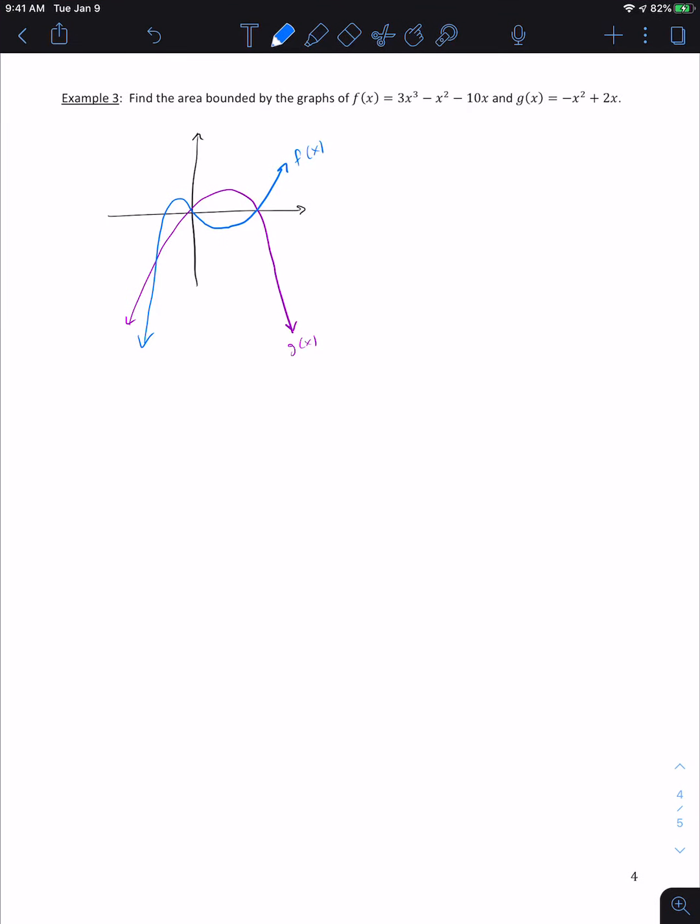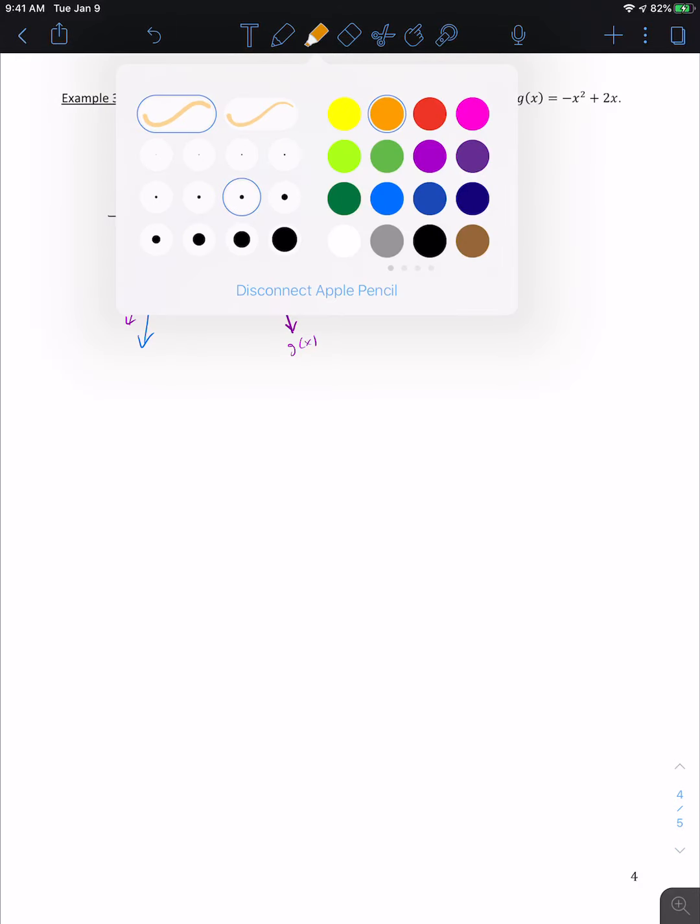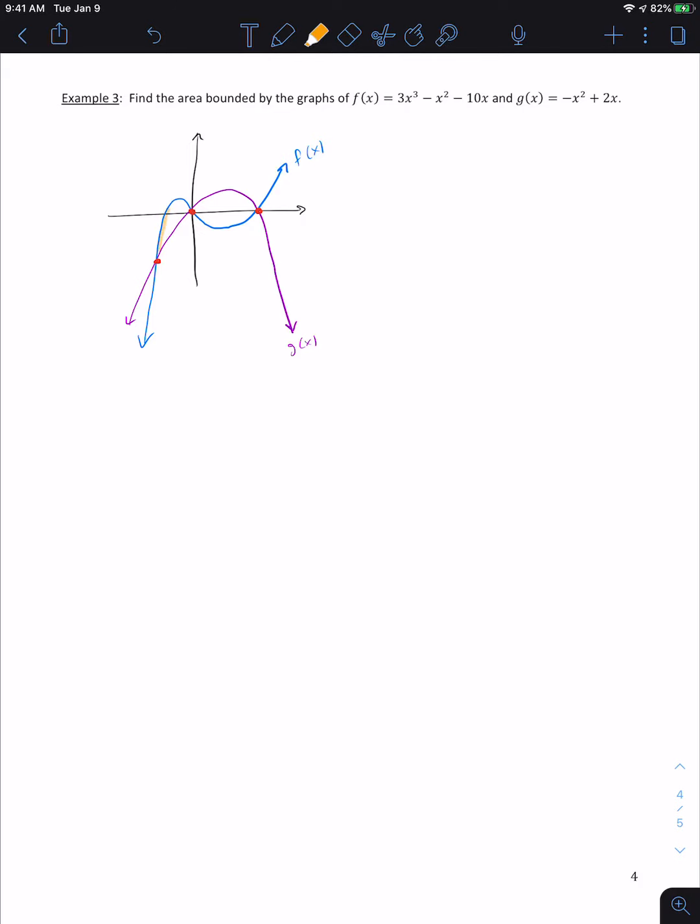Right? So again, let's mark our intersection points. Here's our intersection point, here's our intersection point, here's our intersection point. And let's go ahead and color what our area that we're trying to find is. This would be the area that's bounded by the graph. And again, nothing down here, because down there it's not bounded, both sides go on forever. And nothing over here, again, because both sides go on forever, it's not bounded.